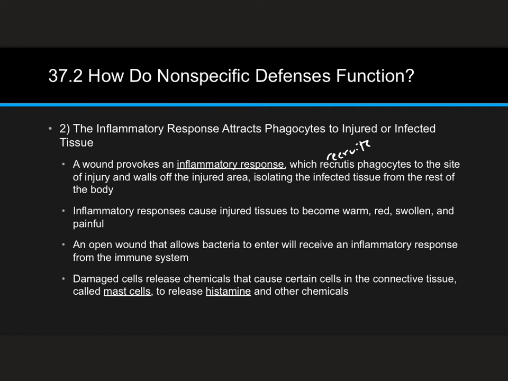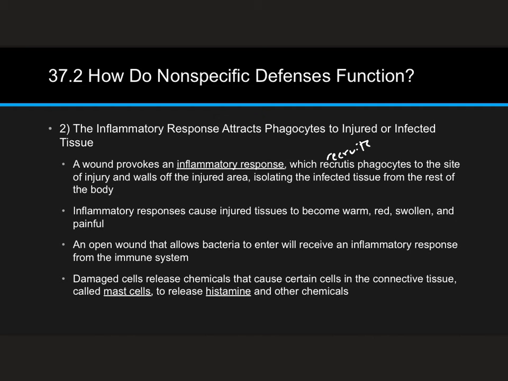and walls off the injured area, isolating the infected tissue from the rest of the body. So basically it just creates a barrier and makes sure that the wound is contained, that nothing else can get in from that and try to get around it, and just walls it off. So the inflammatory response causes injured tissue to become warm, red, swollen, and painful. Okay, if you've ever gotten a blister from anything, you'll know exactly what that's like. If you've ever burned yourself, get inflammatory response, major cuts, major twists, things like that, it hurts.